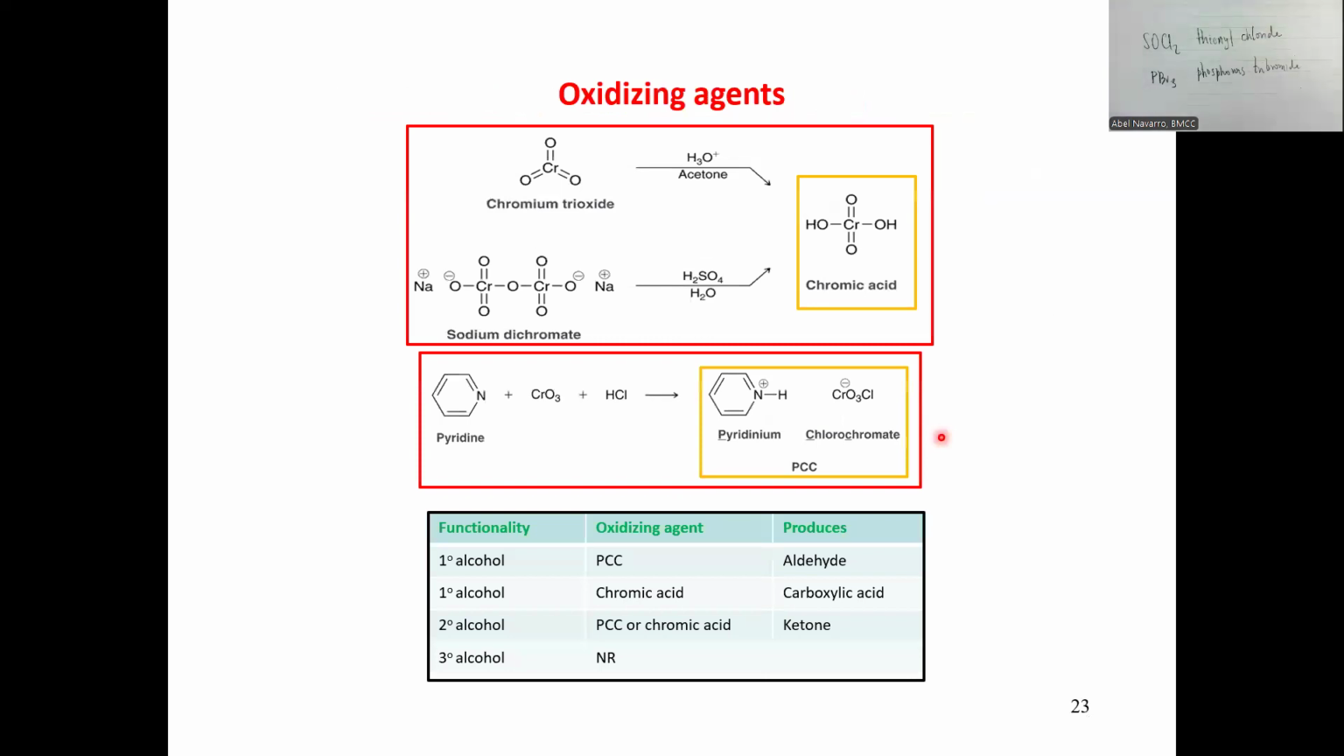Oxidizing agents. So we are going to oxidize the alcohol. Remember that earlier I was telling you about the oxidation path, aldehydes, and carboxylic acid. Well, there is also an oxidation path and a reduction path. So we can also oxidize alcohols.